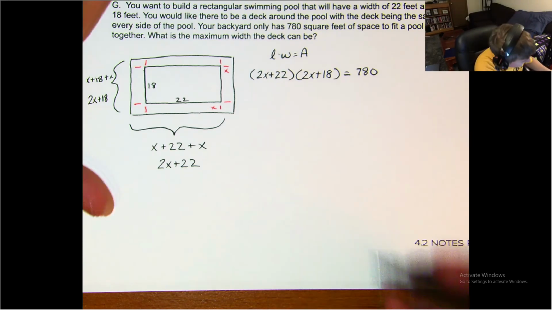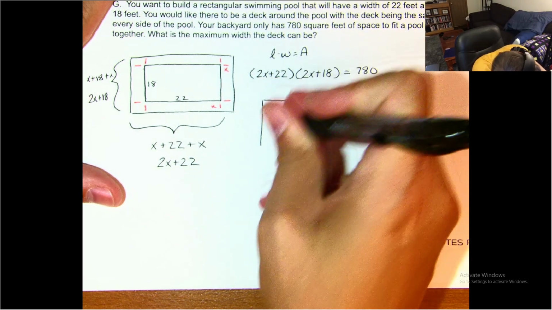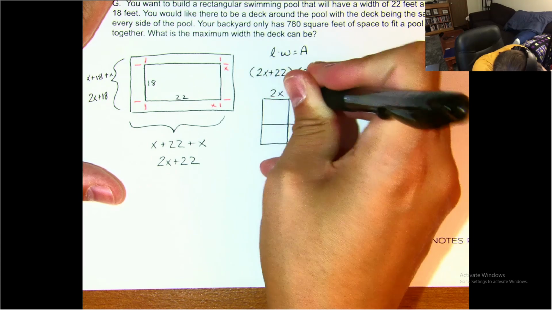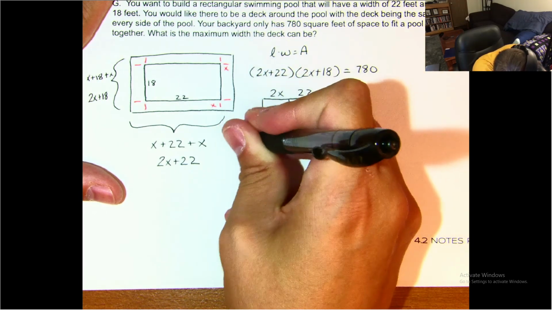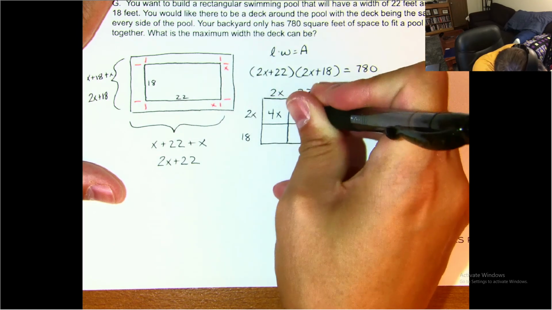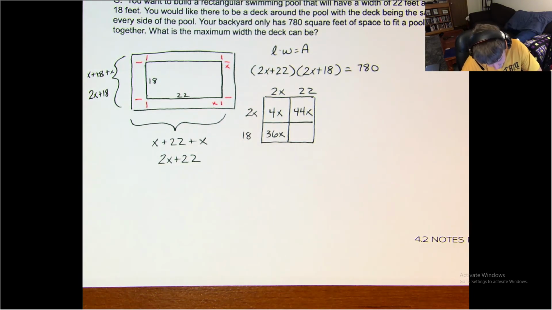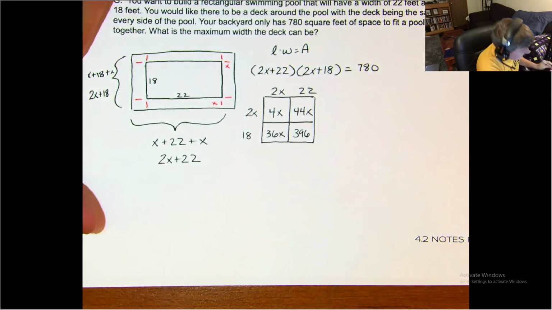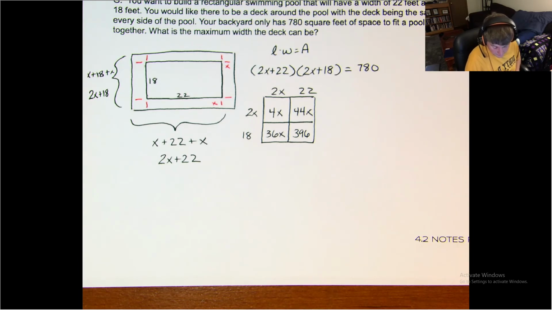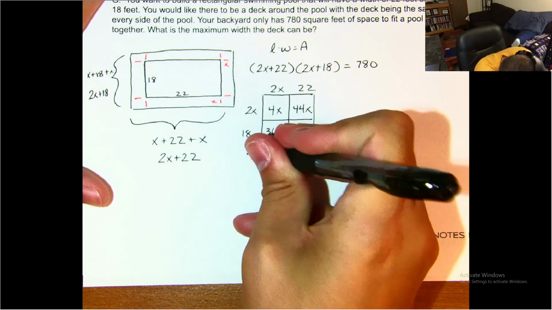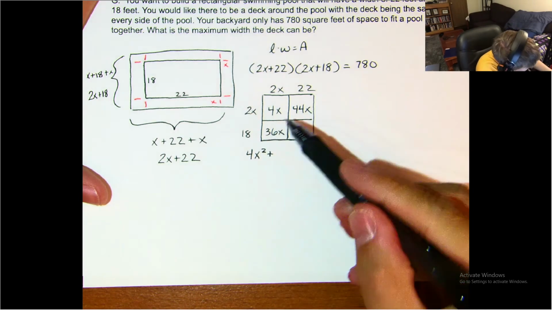Now what we want to do is multiply this out. So this is going to be 2x and 22, 2x and 18: 4x squared, 44x, 36x. I do not know what 22 times 18 is, so 396. Let me double check my work. So now what I have is 4x squared plus 80x together.